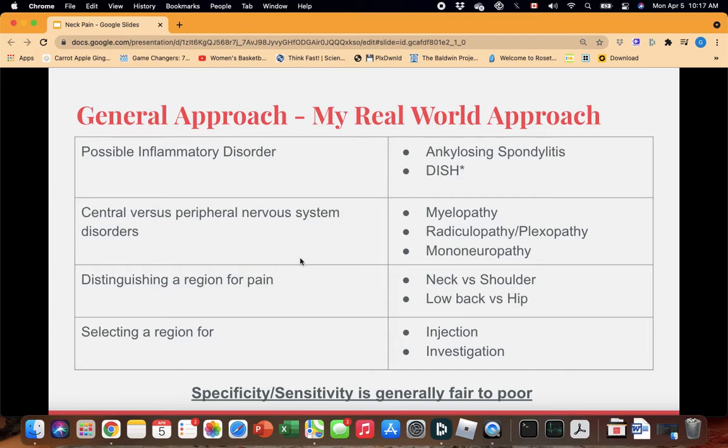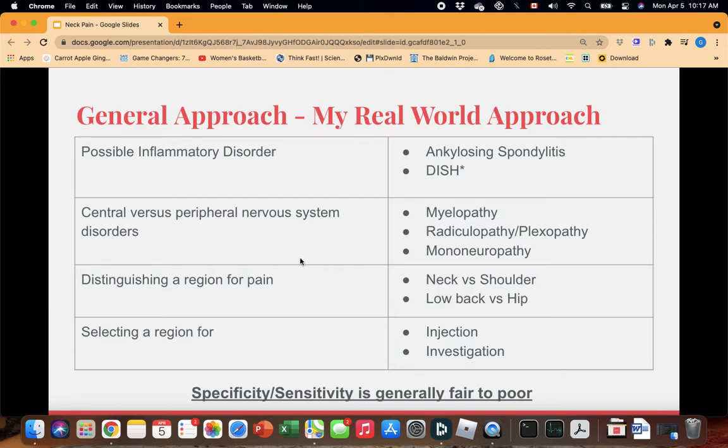So what I do in clinic when someone comes in with neck pain is look for an inflammatory disorder such as ankylosing spondylitis or DISH, which is usually highlighted by loss of range of motion. The next thing I do is look for upper motor neuron signs to see whether I can distinguish someone with a central nervous system disorder or a peripheral nervous system disorder. And if it's in the peripheral nervous system, I try to get a sense of where. Is it more proximal at the nerve root or plexus level, or is it more distal, specifically in one nerve root distribution?